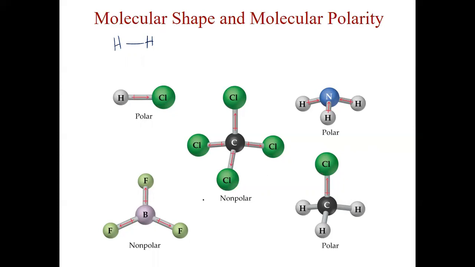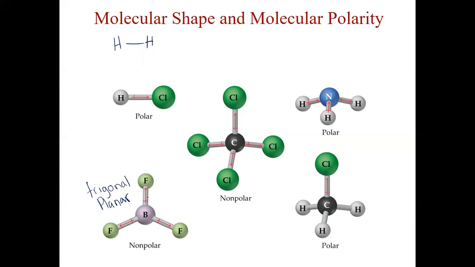Now for BF3, fluorine is our most electronegative atom on the periodic table, and so these dipoles are pointing outwards. Since this is symmetrical, and these dipoles are all pointing out towards the fluorine, they're pointing away from each other. This molecule is nonpolar. So typically your trigonal planar with similar bond dipoles is going to be nonpolar.